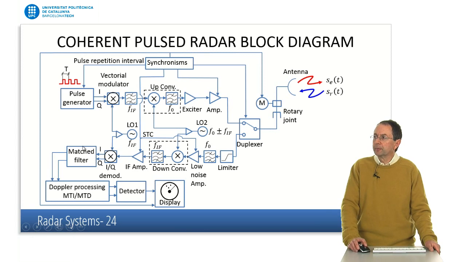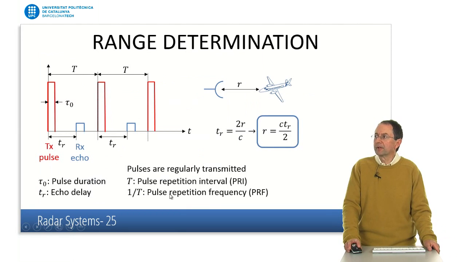We use an important concept here, which is the matched filter. It's an optimal filter for the radar reception of signals, and then we can carry out further processing, for example, Doppler processing and detection, and finally displaying the information, which will show, for example, the position of the targets. So this is how radars basically work. Then, two parameters that can be obtained by the radar are range and speed. So let's begin with the range determination.